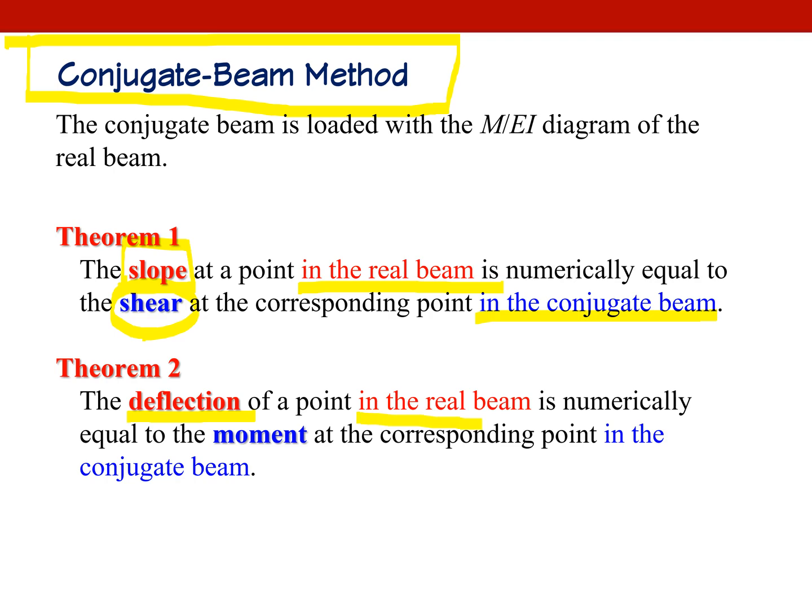deflection in the real beam is very hard to calculate, yeah, I admit. Instead, we are going to calculate bending moment in the conjugate beam. That is what we are good at by now. So we are going to use these two theorems to calculate slope and deflection. And you will see that the conjugate beam method will be used very widely in depth in the subsequent chapters when we do the slope deflection method and the moment distribution method. So without knowing this clearly, you cannot continue on.